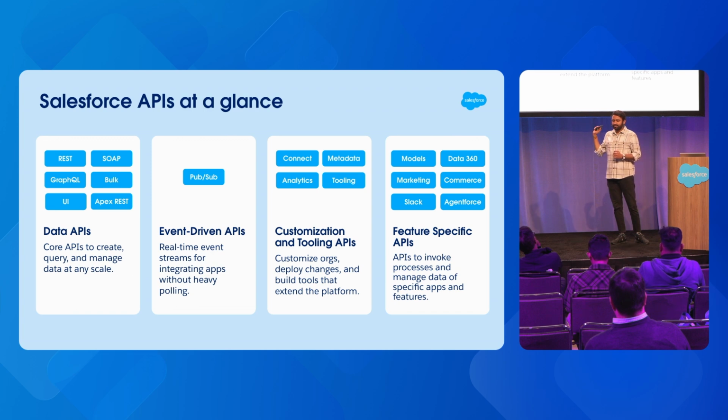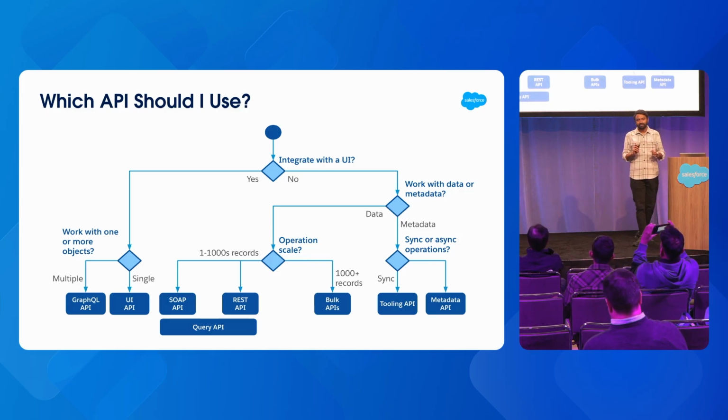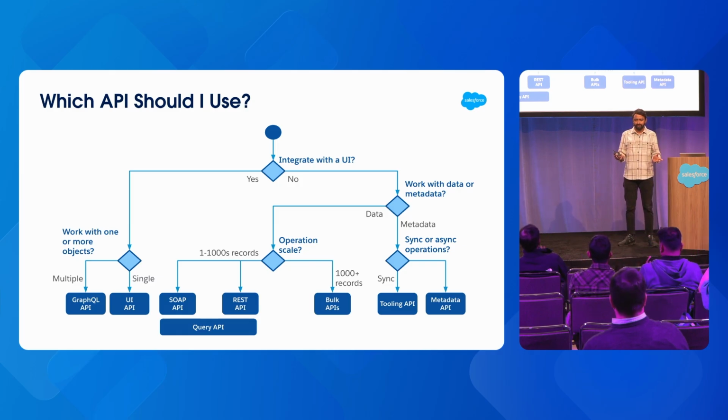Now, while all the others have dedicated use cases, like event-driven, you'll use it when you want publish-subscribe, feature-specific, whenever you want to use a feature. But with data APIs, there are quite a few available, and this decision chart is going to help you figure out when you have to use what. So whenever you want raw data, you just go with REST and SOAP. But if you want this raw data to be shown in a UI somewhere, maybe let's say you want to show it in Slack, could be a use case, in that case, you would go with a UI API.